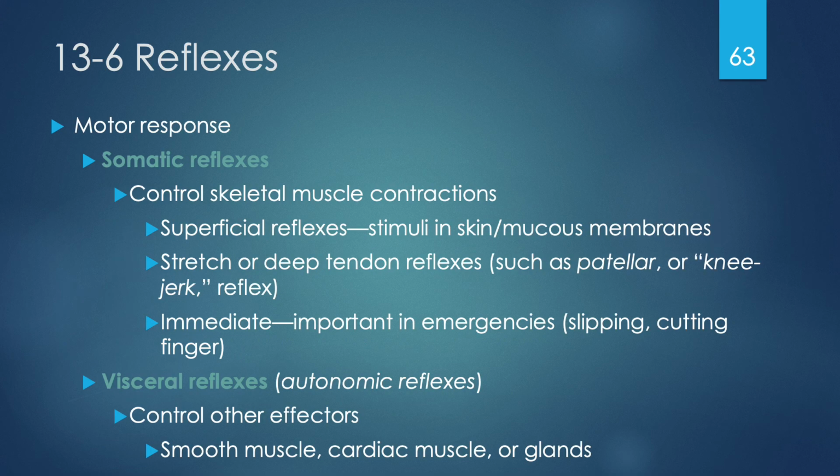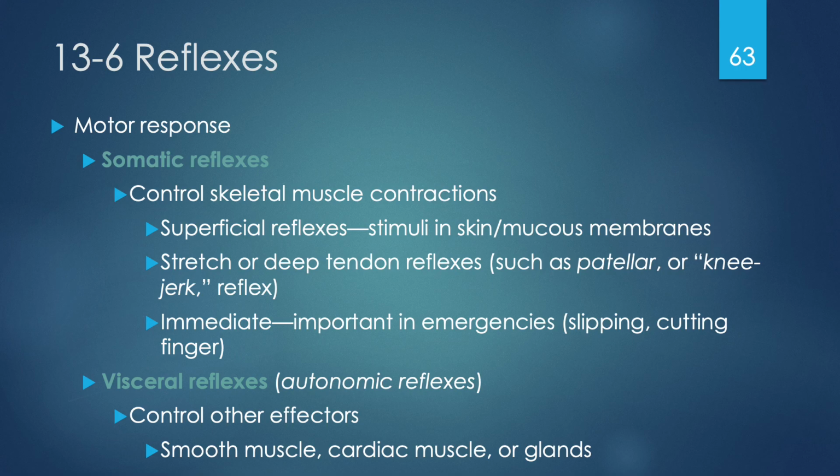Another way that we classify reflexes is based upon the motor response that is elicited by this reflex. So motor responses can be either somatic or visceral. And when we say somatic, we're meaning the musculoskeletal system. And when we say visceral, we basically mean almost any of our organs, because these are autonomic reflexes. So somatic reflexes, as you can imagine, since they allow us to move our skeletal muscle, are usually responses to something superficial, like something that our skin feels or our mucous membranes, for example, in our mouth. So some examples of these are things like the stretch or deep tendon reflexes, like the patellar and knee jerk, which we'll go into soon. And also there are some intermediate ones as well that are important in emergencies. So for example, if you slip or cut your finger, that you're going to respond very quickly to that as well.